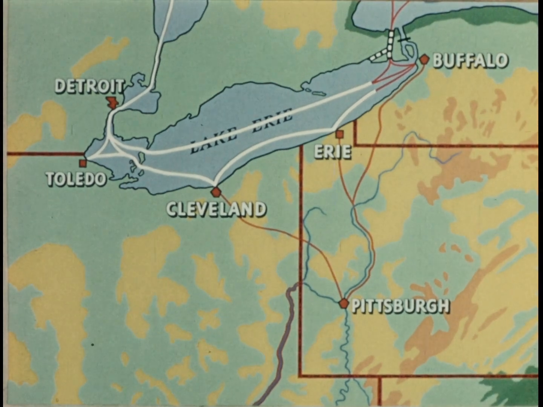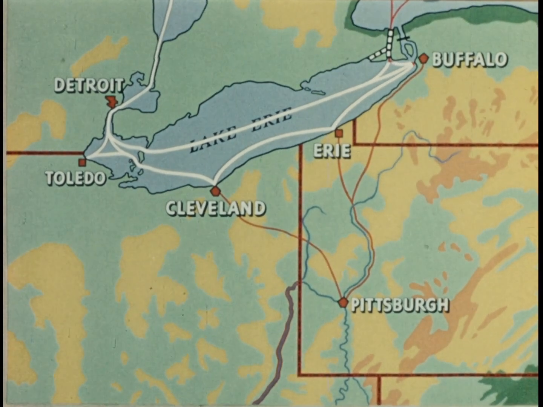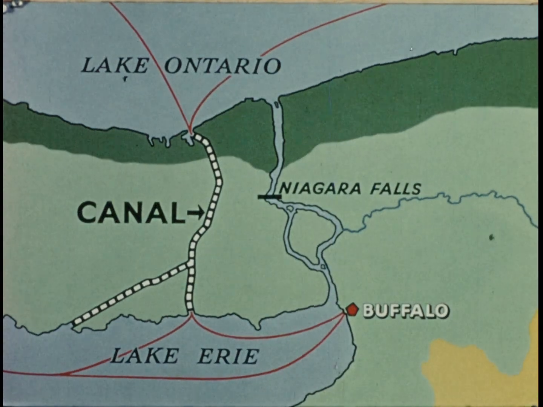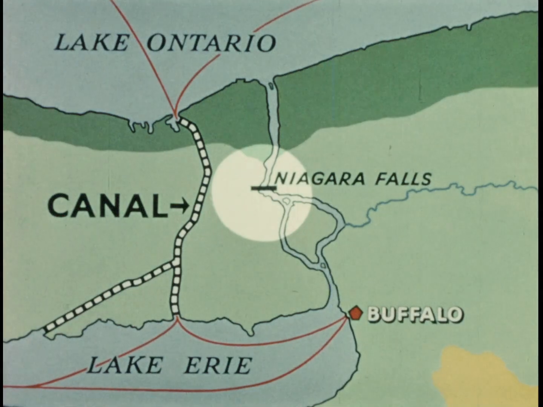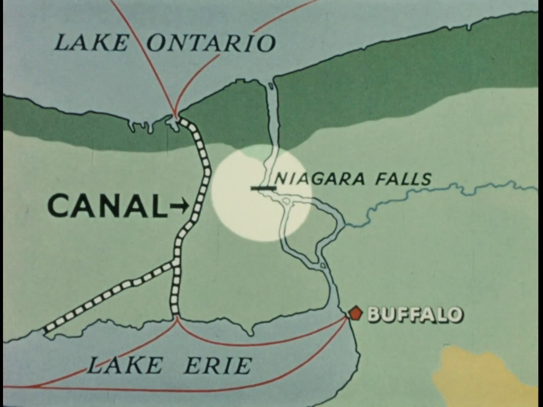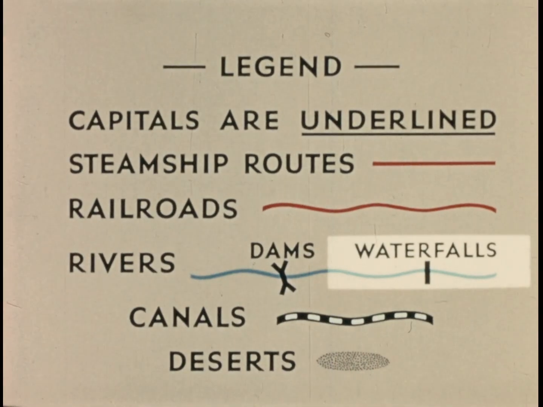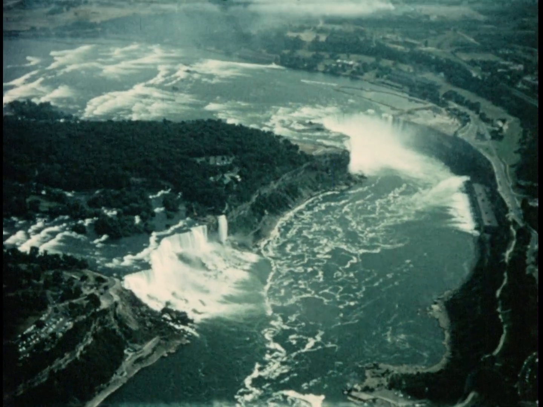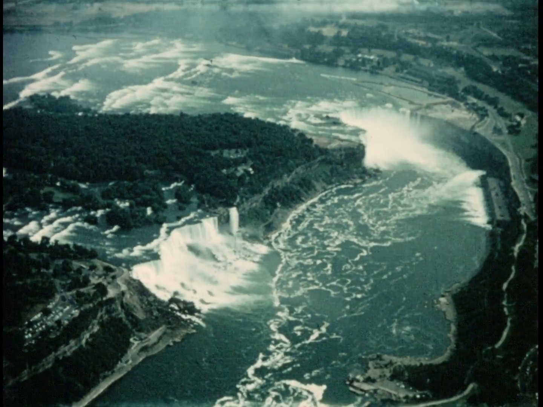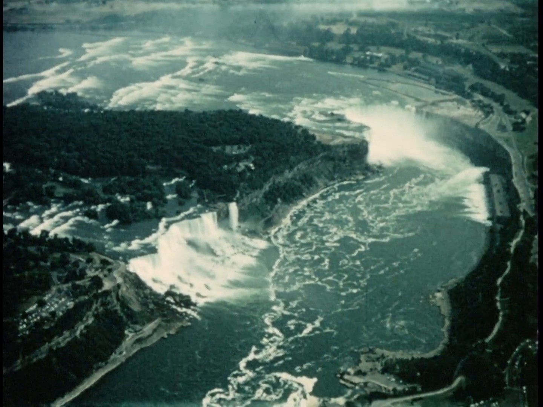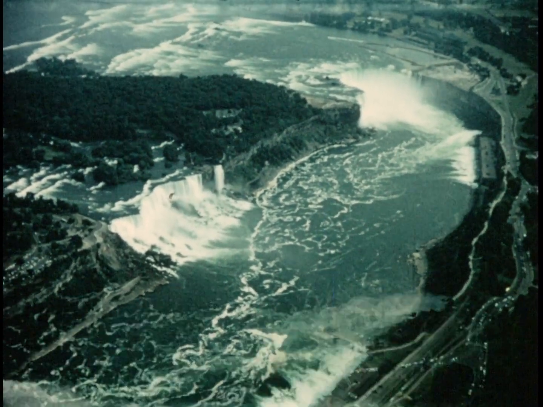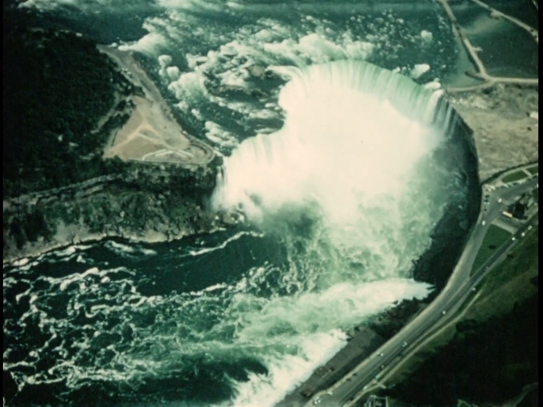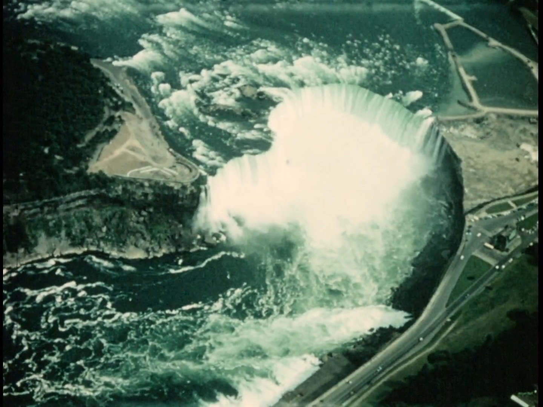Great Lakes transportation continues eastward, but must go through another canal in order to pass around this place, which the legend tells us is a waterfall. This great waterfall is Niagara Falls. The Niagara River is the boundary between the United States on the left and Canada on the right. This is famous Horseshoe Falls of the Niagara River.